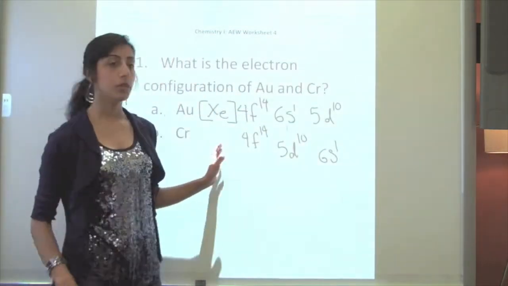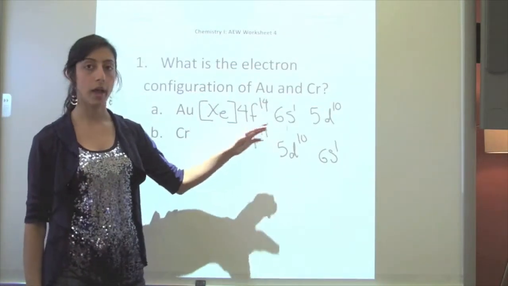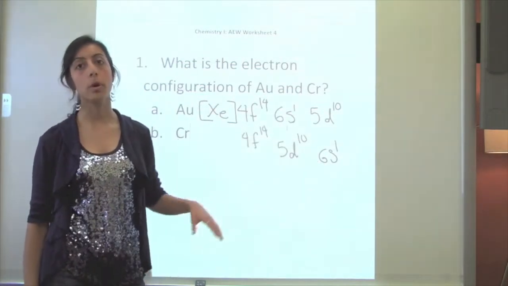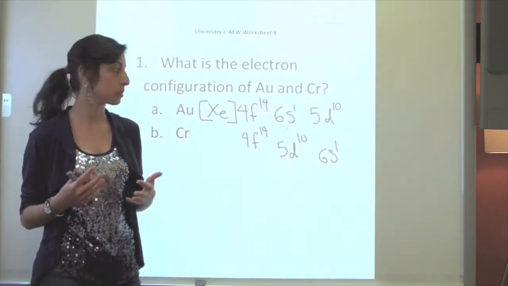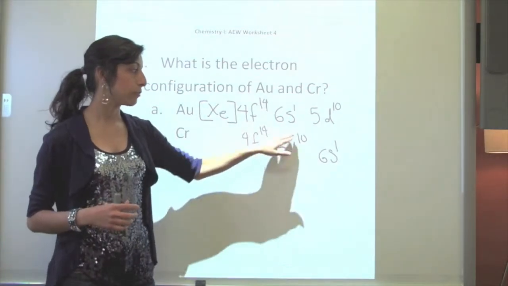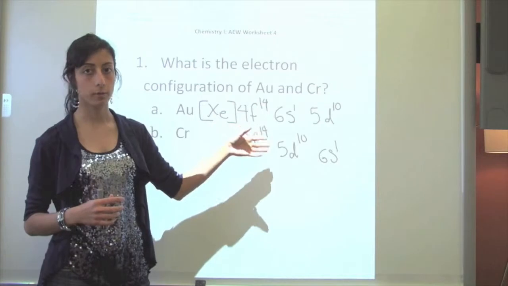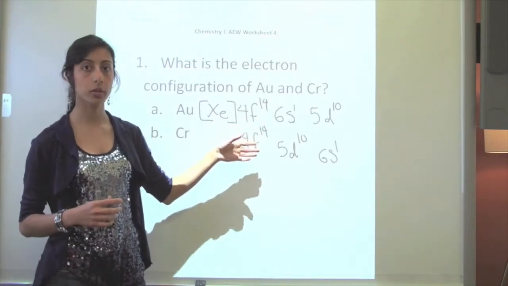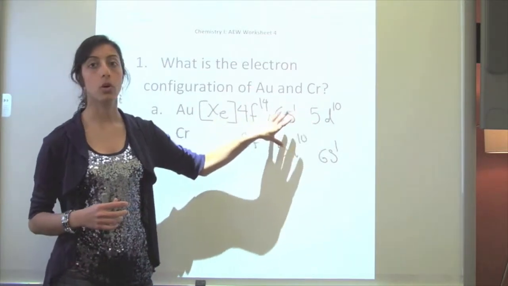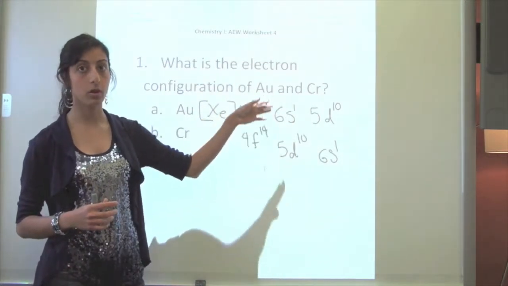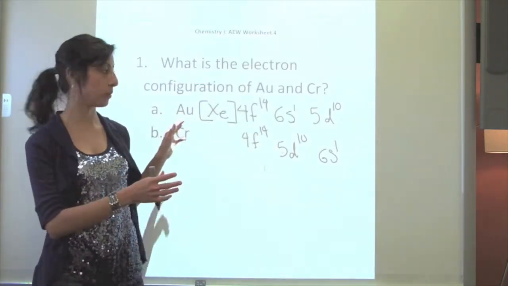Okay? And the reason that this happens is because full or half-full orbitals are much more stable than empty or partially full orbitals. So in this case we have a full and a half-full orbital, so this is a much more stable configuration for the electrons in gold. Now this again applies to all the elements in the 9th group of the transition metals.